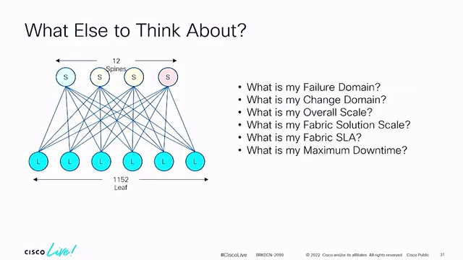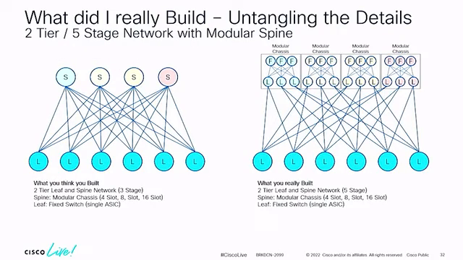And then I want to show you one more thing you probably never really thought about when you built a leaf spine network with a modular switch as a spine. So you actually built 2 tiers, right? Leaf, spine. Well, you actually built 5 stages. Leaf, line card, fabric module, line card, leaf. 5, right? It's okay, guys, it's okay.